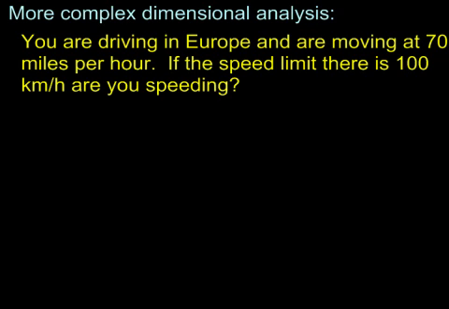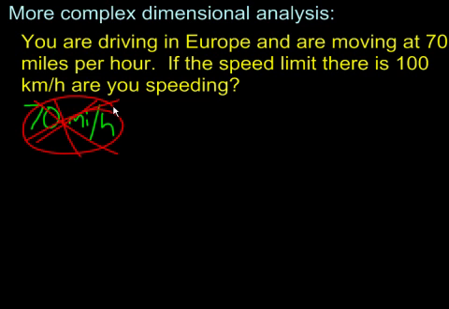So in the second problem, we've got what we call complex units. Okay, so here's the problem. We're driving in Europe, we're moving at 70 miles per hour on our car. We look at the road sign, and since we're in Europe, it's not in miles per hour, it's in kilometers per hour.